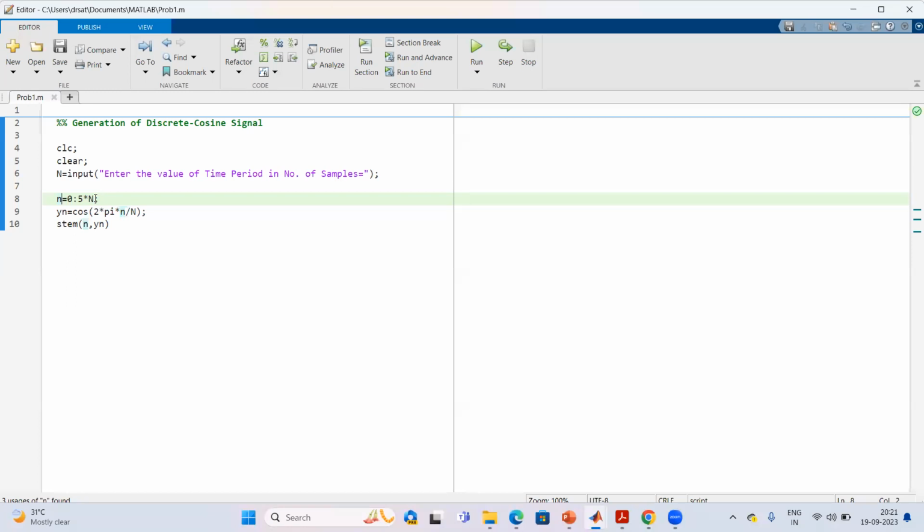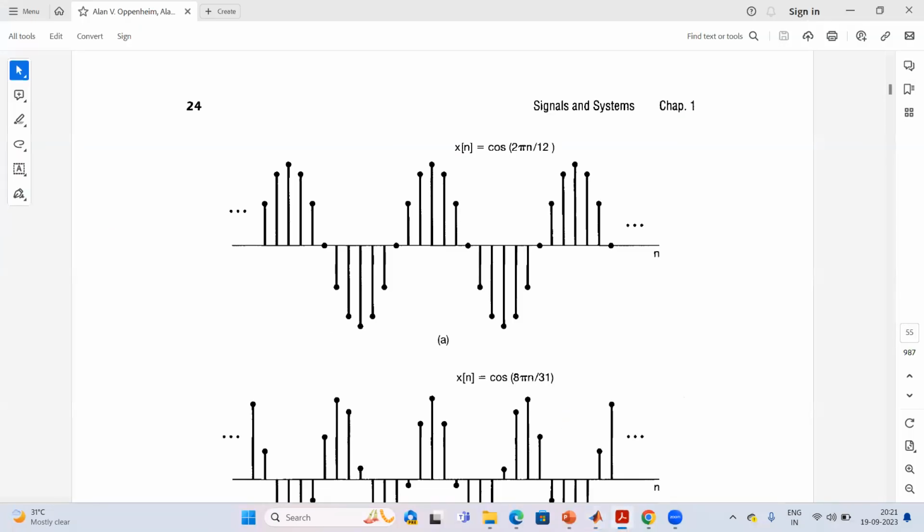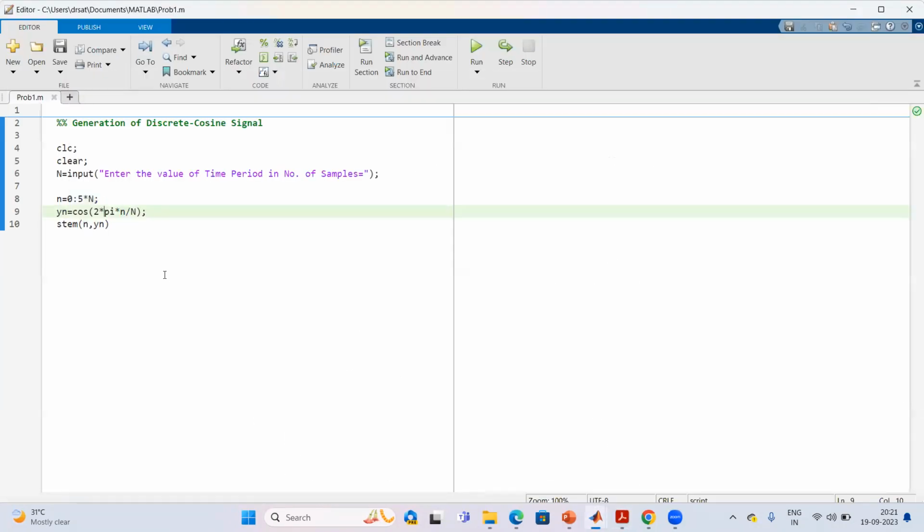So it is varying from 0 to 5 into N, so n will be an integer number. If N is 12, then it will be going from 0 to 12 multiplied with 5, so it will be 60. So it is going from 0 to 60, right? That way you can select your time index variable. Here I have just written the same signal that is given in the book, Oppenheim's book. So you will see this expression that I have implemented, cos 2 pi n divided by 12. The same equation I have written, 2 pi n divided by capital N.